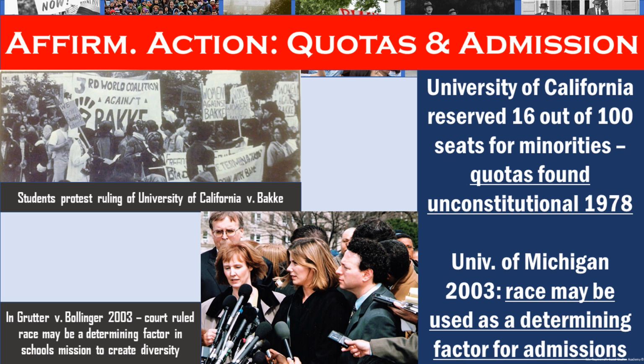Some universities implemented quotas to save a certain number of acceptances for minorities, a practice that was struck down by the Supreme Court in 1978. However, in a 2003 ruling, the court said that colleges and universities could use race as a determining factor when considering admission to their schools.